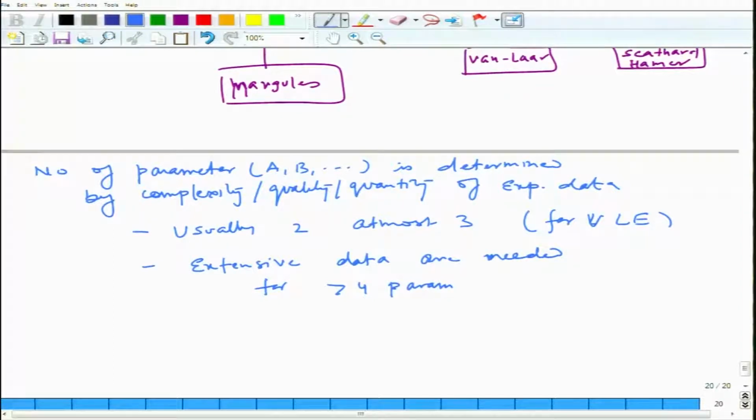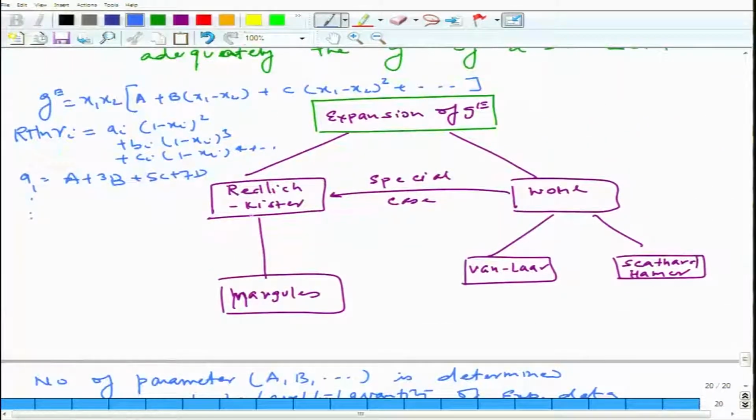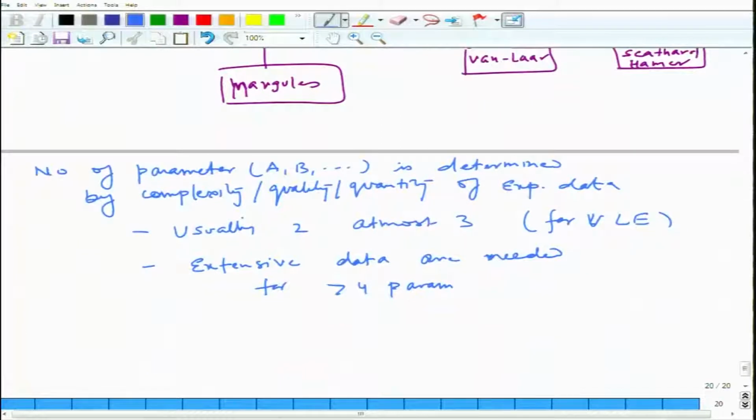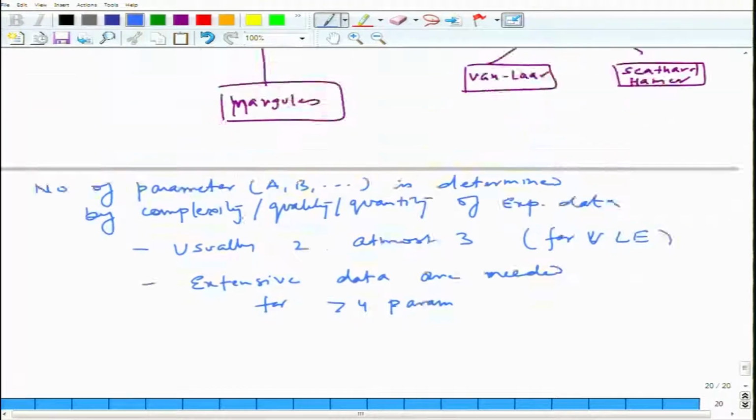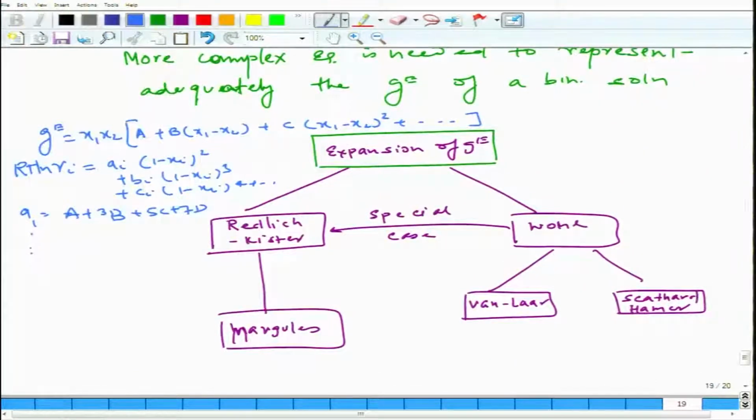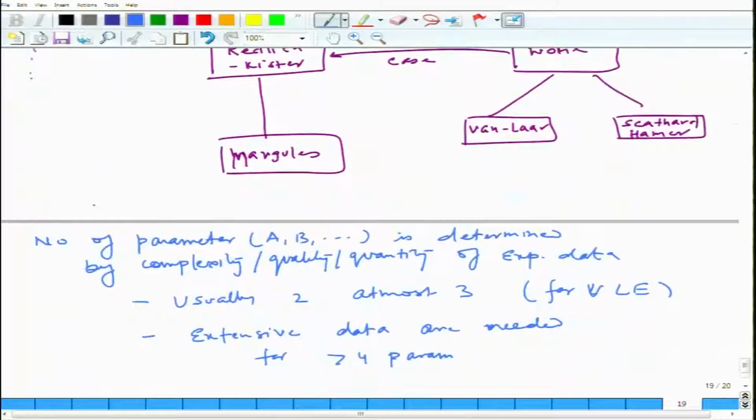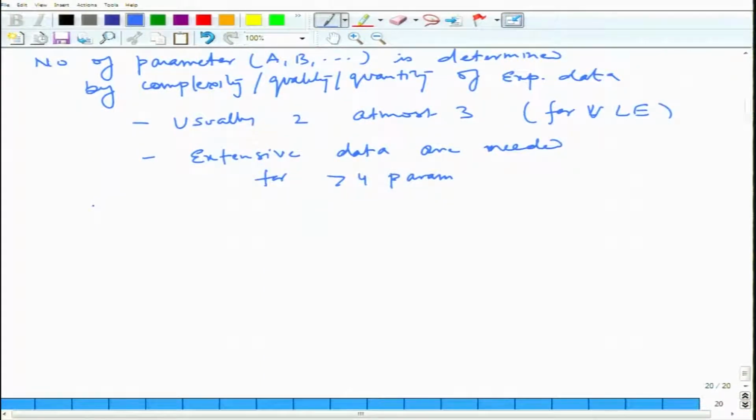So let me first draw the Redlich-Kister expression from here. This is the generic expression. Instead of solving the expression, I am going to write down the generic expression of Redlich-Kister.